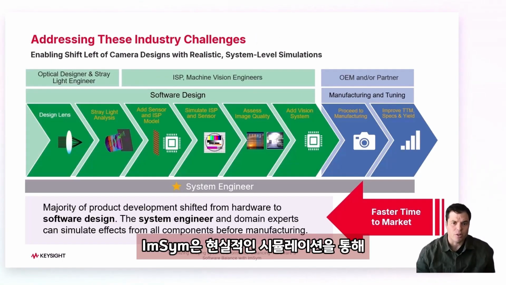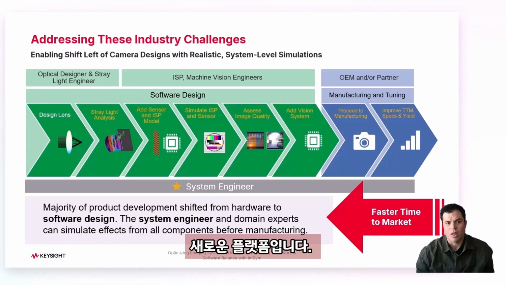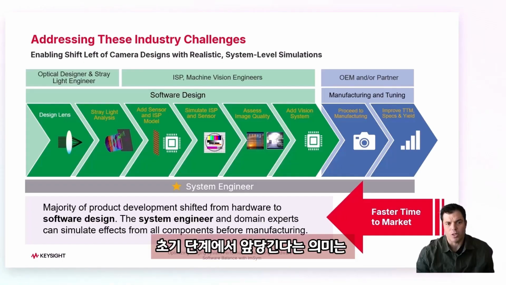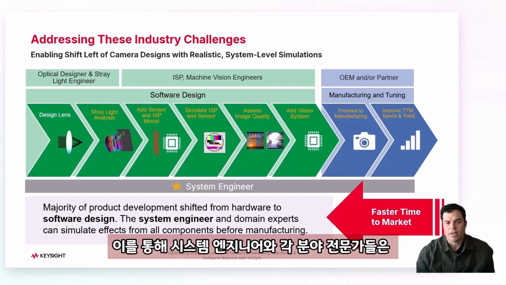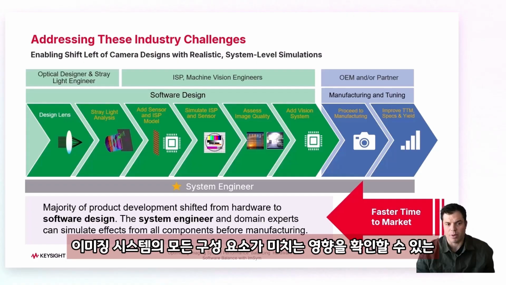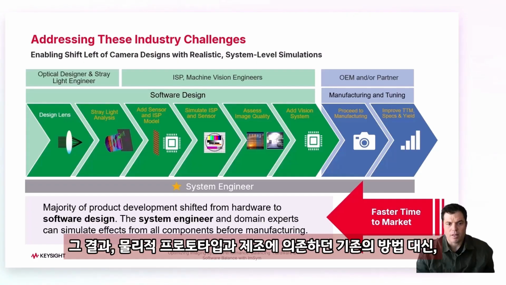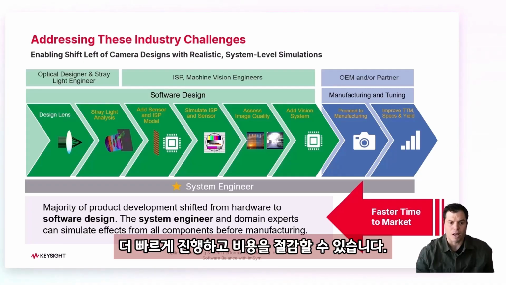ImSym introduces a new simulation platform that enables a shift left for the camera system development through realistic simulations. Shift left means that the majority of the product development is shifted from the manufacturing to software design. This gives the systems engineer and domain experts the ability to create virtual prototypes and see the effects from all components in the imaging system in a single simulation. This allows timelines to be completed faster and more cost-effectively by using simulations rather than traditional models that rely on physical prototyping and manufacturing.